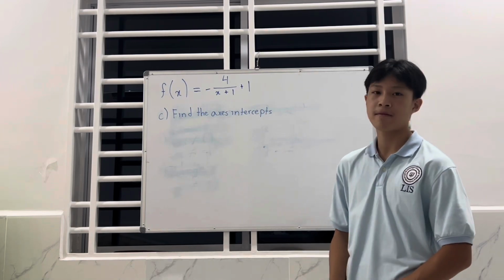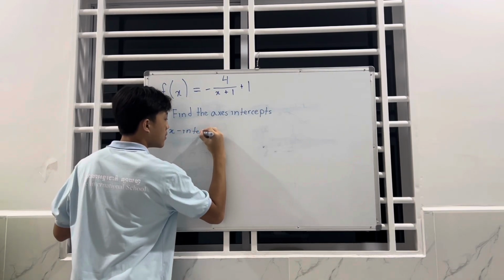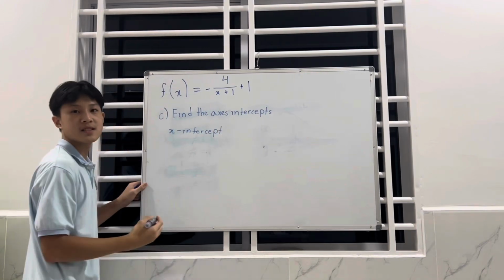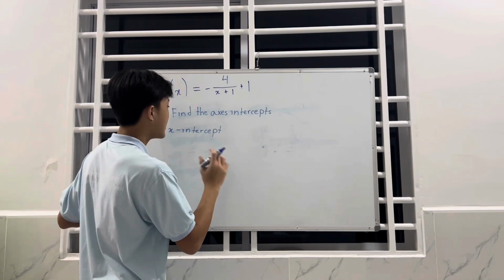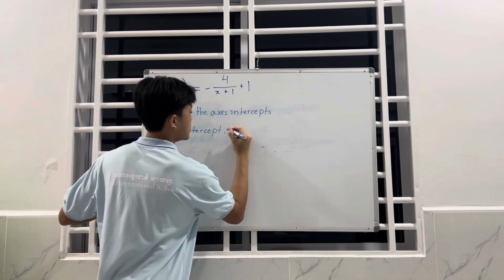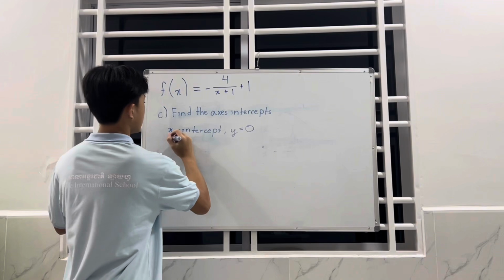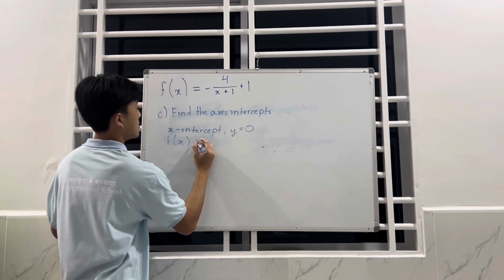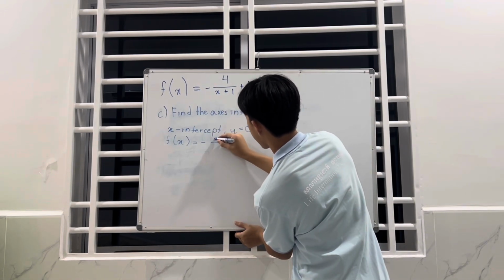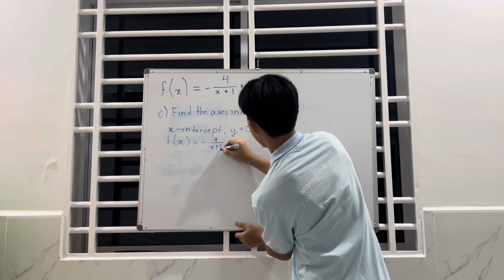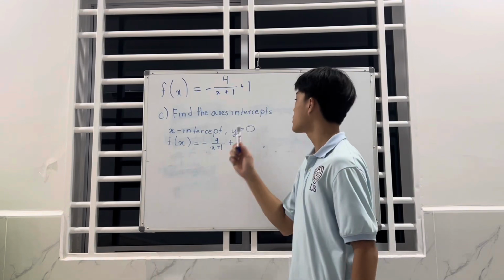The axis intercepts have x-intercept and also y-intercept, but I'm going to show you how to find the x-intercept first. And to find the x-intercept, y equals 0. So here, we're going to put this over here. As you know, f(x) is equal to y.